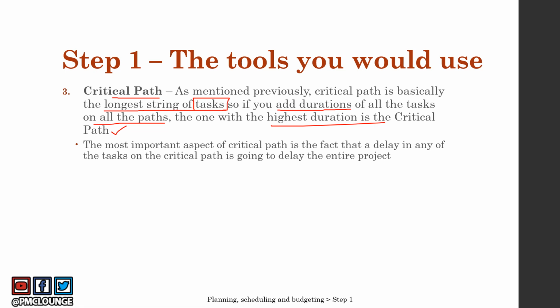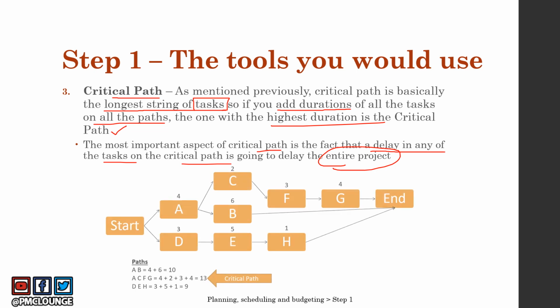Before that, the most important aspect of the critical path is that a delay in any of the tasks on the critical path is going to delay the entire project. How does this work out? Let's take a look at this example. All these letters, A, B, C, represent tasks, right? This is where you start the project. This is where you end the project.